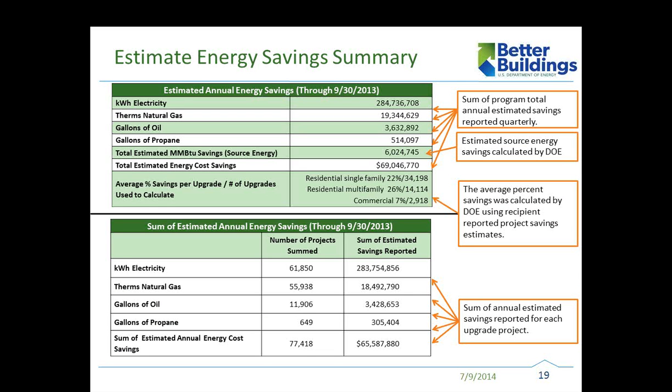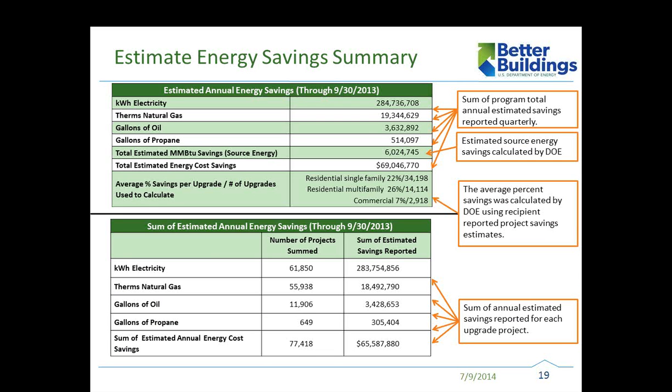So the table below is the sum of what was reported for each project as far as annual estimated energy savings. There's a little bit of difference between the two, but it is what we would expect, primarily because for some projects there may have been information missing, and that might be why there's a little bit of a difference, but they're not that far off. So it isn't necessarily what we wouldn't expect.